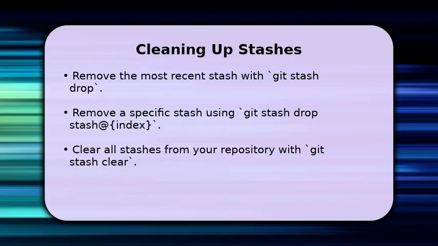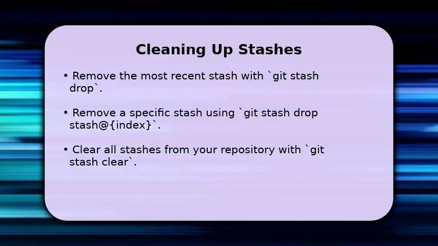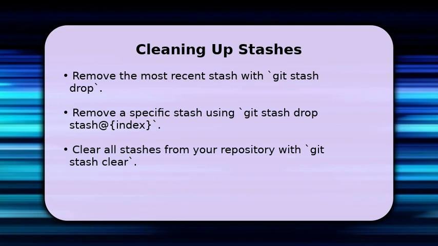To remove the most recent stash, use git stash drop. If you need to remove a specific stash, provide its index, like git stash drop stash@{2}. Be careful, as this action is permanent. If you wish to remove all stashes at once, you can use the git stash clear command, which empties your entire stash list.